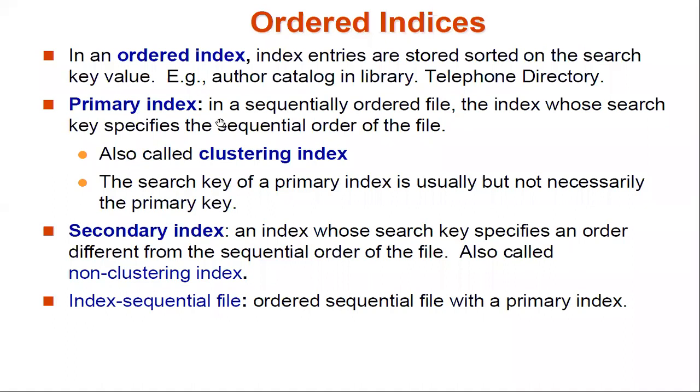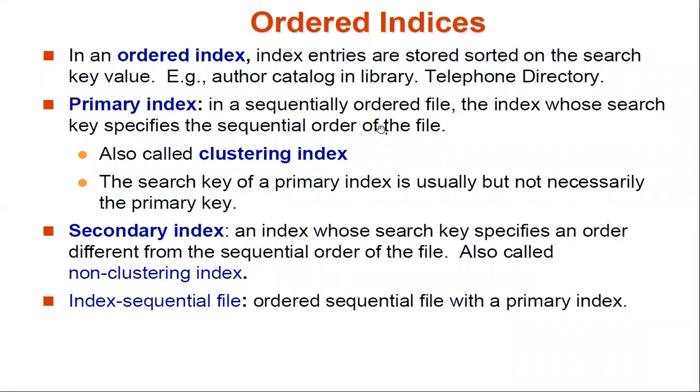Then in the ordered indices, you can consider two different indexes: one is the primary index and the other is the secondary index. The primary index will have a corresponding attribute, that is, key and then value, right?